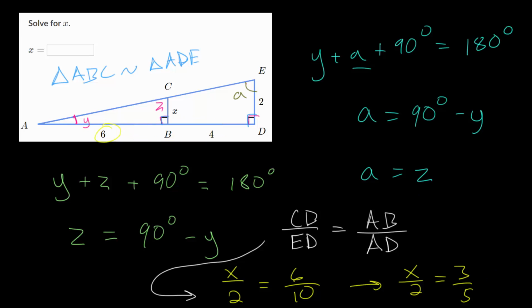So from this equation, we can solve for x, and let's multiply each side by 2 so that we can get x by itself, since 2 divided by 2 is 1. And x would be 6 in the numerator and 5 in the denominator.